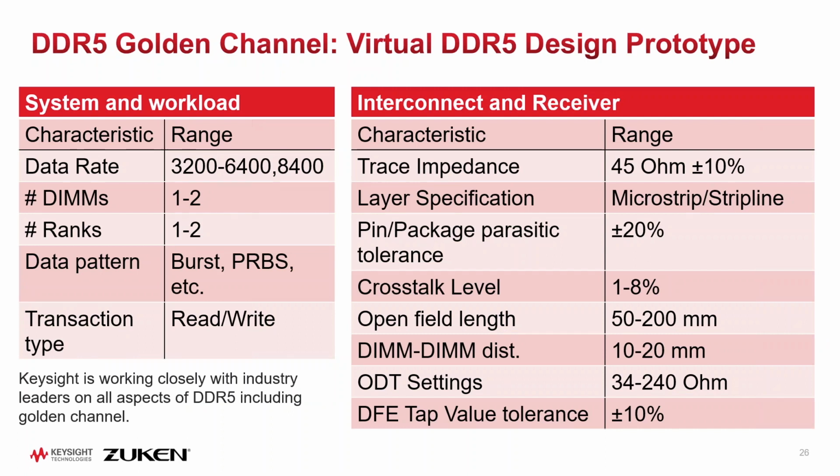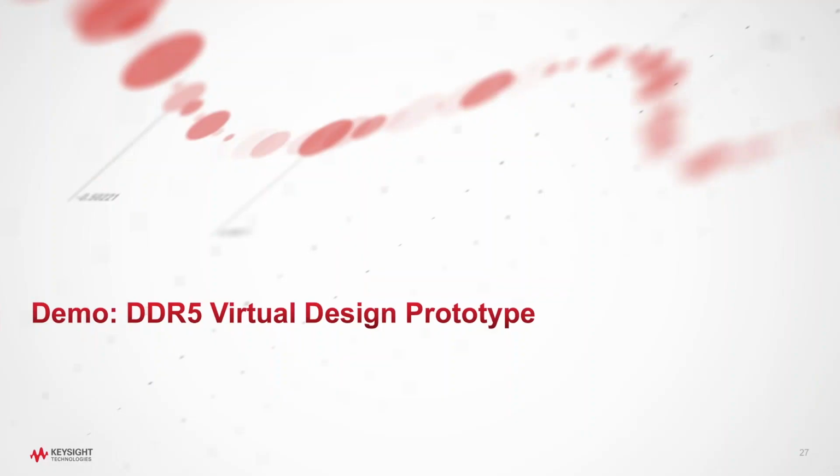And here's a list of parameters that the JEDEC standard is going to look into sweeping for the golden channel. From here, we can see the data rate is being swept, the ranks, data patterns, transition times, and various interconnect and receiver properties. And I want to make a note here that Keysight is working really closely with industry leaders on all aspects of DDR5. As Stephen mentioned, we are encompassing a lot of ground here. Finally, I would like to show you a demo of the virtual design prototype in Keysight ADS.